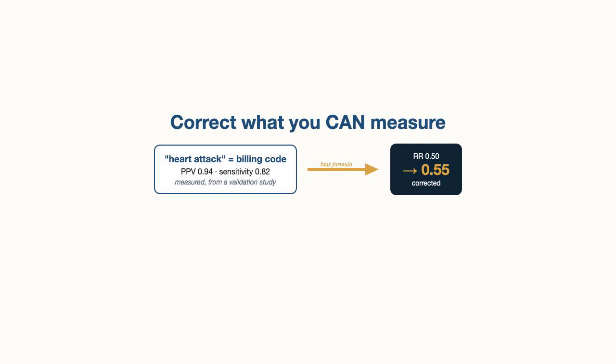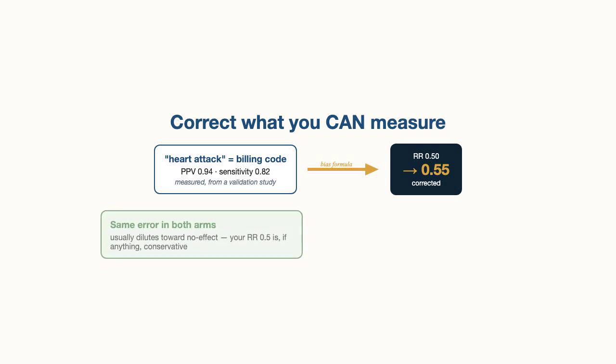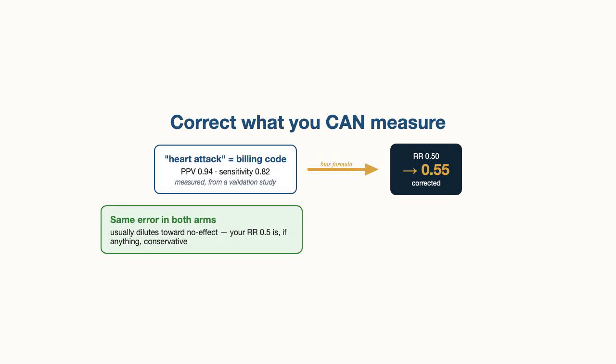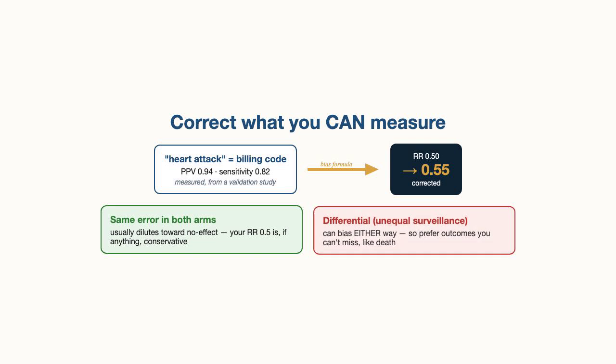One useful instinct: if the miscoding is the same in both arms, it usually just dilutes your effect toward no effect. So your risk ratio of 1/2 is, if anything, conservative. The dangerous kind is differential, when treated patients, seen more often, get more chances to have events recorded. That can bias either direction, which is exactly why the ledger preferred outcomes you cannot miss, like death.